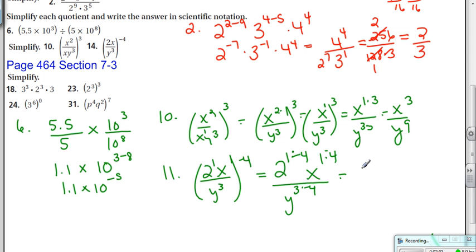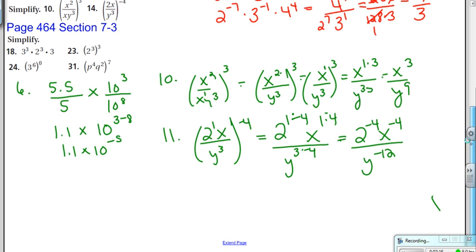So I end up with 2 to the negative 4th, x to the negative 4th, over y to the negative 12th. And anytime you have negative exponents, you have to flip them to the bottom or flip them to the top. So in this case, on the top I'm going to have y to the 12th. On the bottom I'm going to have 2 to the 4th, x to the 4th. So when I simplify this, I have y to the 12th over 16 x to the 4th.